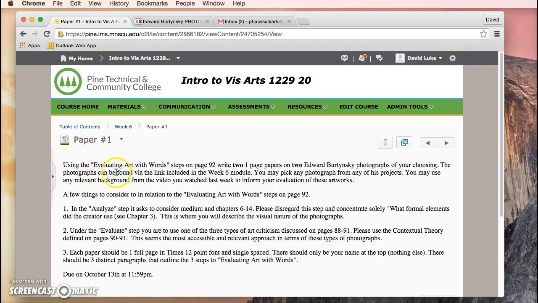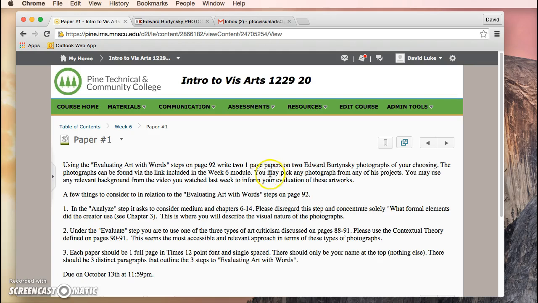It says, using the Evaluating Art with Words steps on page 92, write 2 one-page papers on 2 Edward Burtynsky photographs of your choosing. So let's talk about this in plain English. You're picking 2 photographs and you're writing a page paper on each of those photographs. 2 photographs, 2 full-page papers, okay? One photograph will be 1 full page, another photograph will be another full page. The photographs can be found via the link included in the week 6 module.